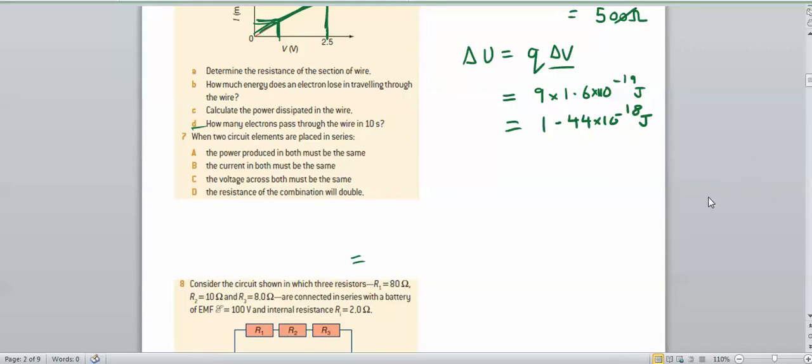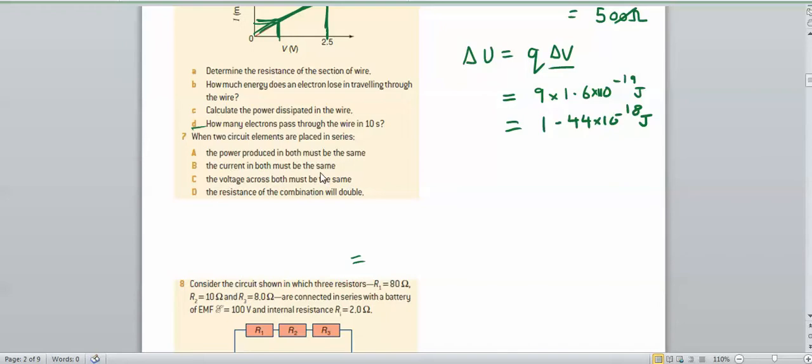Okay, so we're looking at question 7. I'm going to try and get through some of these a bit faster. When two circuit elements are placed in series, we've got 4 options. The power produced in both must be the same. Well, that's clearly not right because we're going to have a voltage drop across each, and therefore a voltage drop across each means we can have a different power which is produced.